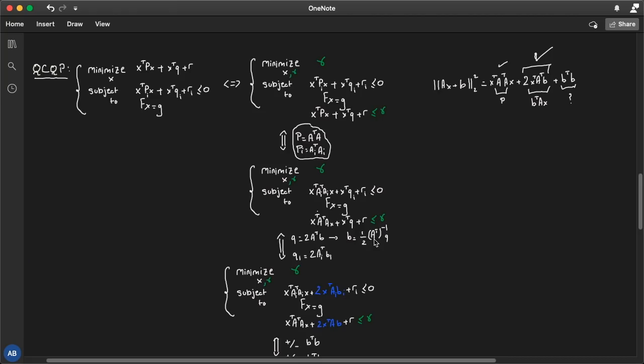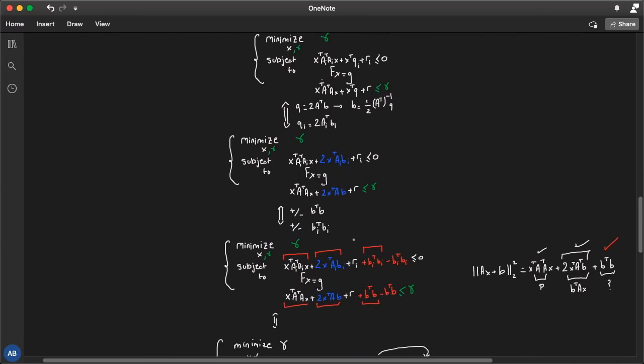So those are things to keep in mind when you want to go from a QCQP to an SOCP. From P, I want my A, and from Q, I want my B. Well, you should always get your A before going to get your Q. Okay, so what other stuff do we need? We've got the A and we've got the B.